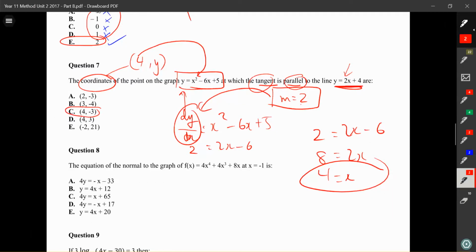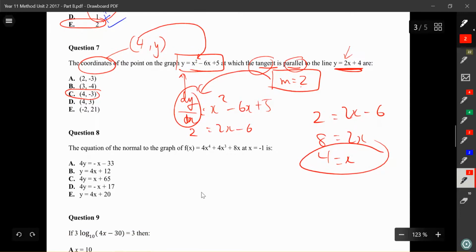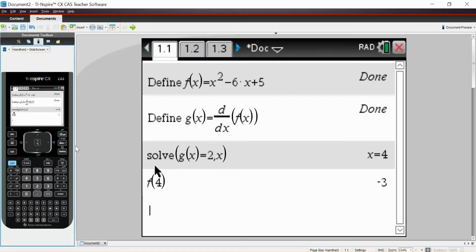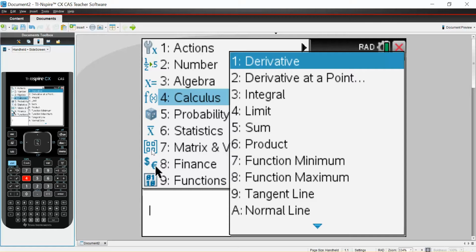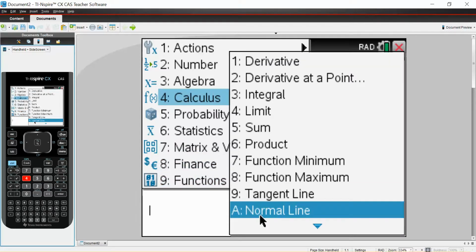Okay. Then you use your CAS. You can do it by hand if you wanted to, but I'm just showing you how to use your CAS quickly. The equation of the normal. You can do this on a CAS very quickly. Okay, here we go. Instead of doing the whole shebang by hand, do this on a CAS. We are going to do menu, calculus. Now notice on the bottom here it says normal line. You can do normal line.